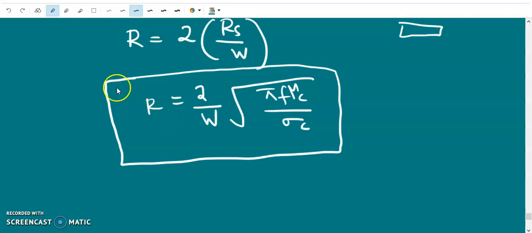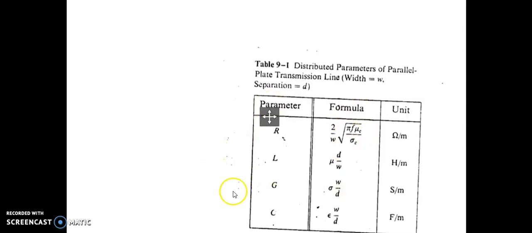So we have defined the 4 distributed parameters of a parallel plate transmission line, R, L, G, and C. So the table gives the list of the 4 distributed parameters of a parallel plate transmission line having width W and separation distance D. So R is equal to 2 by W root of pi f mu c by sigma c. It is the resistance per unit length, and the inductance per unit length is mu into D by W, and the conductance per unit length is sigma W by D, and the capacitance per unit length is epsilon W by D. The unit of R is ohm per meter, and unit of L is Henry per meter, unit of G is Siemens per meter, and unit of C is Farad per meter.